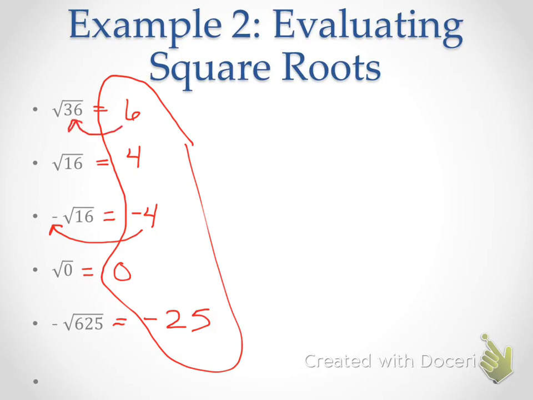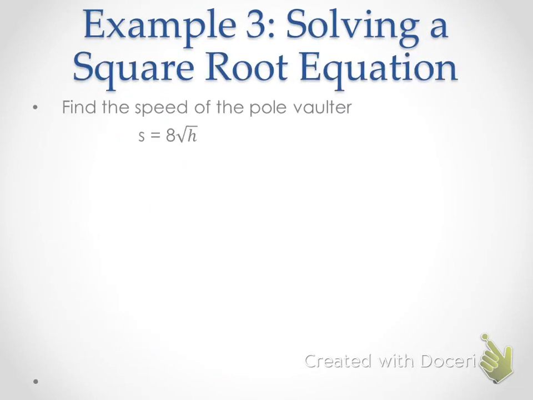Is it true that 6 squared is 36? Yes, it is. Is it true that 4 squared is 16? Yes. Is it true that 25 squared is 625? Yes, it is. So they work both ways. To square a number or to take the square root of a number, it goes full circle. All right, and we'll go into more detail on that concept in a minute.